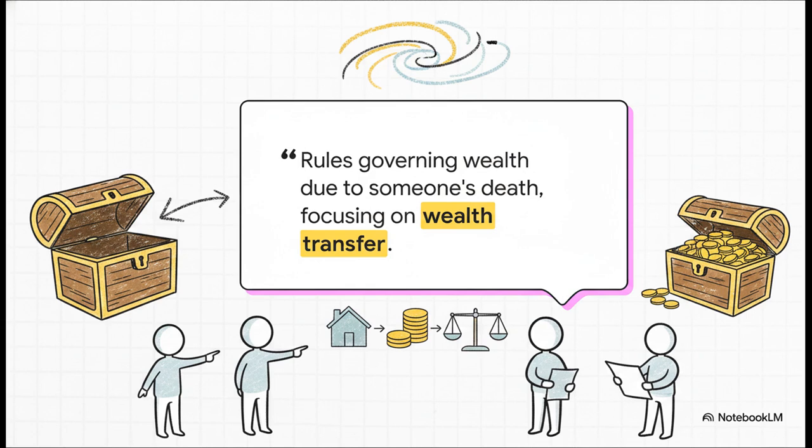Our first expert, A. Pitlow, gives us a major clue. He defines it as the set of rules governing wealth due to someone's death. His focus is squarely on the transfer of wealth left by the deceased and all the legal consequences of that transfer, for the heirs or even for third parties.